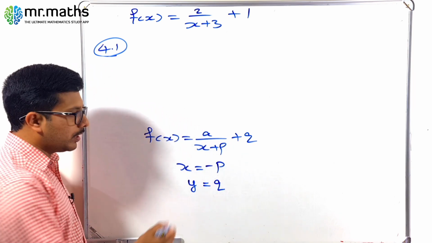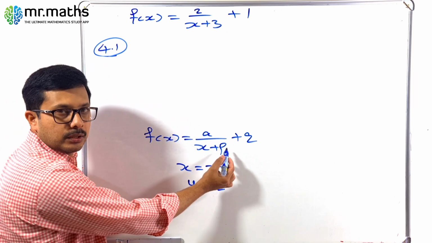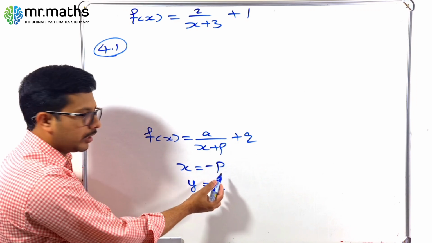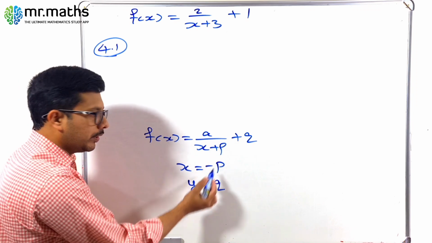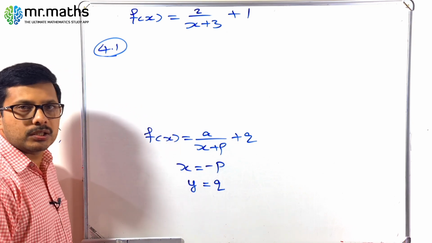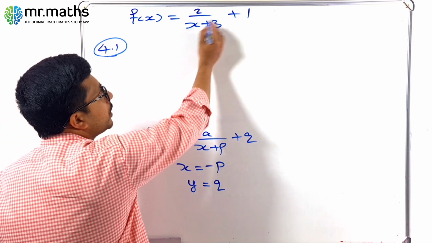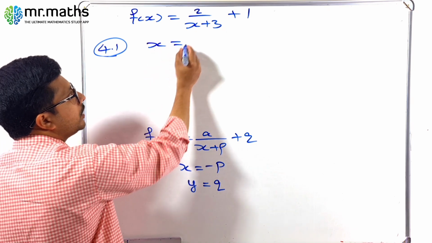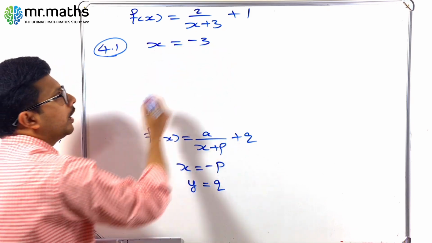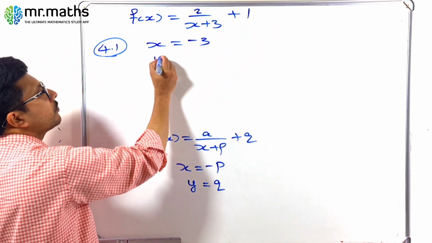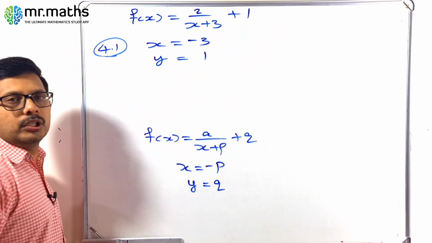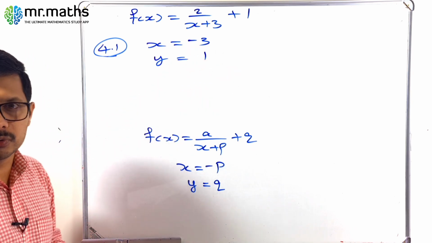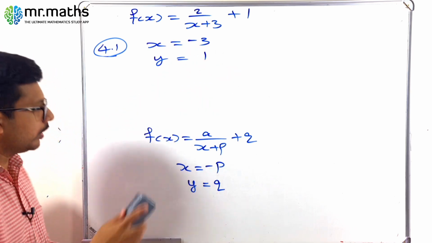The only difference is, if here it is a positive number, here you have to write x equal to negative. If here it is negative, then here you have to write a positive. Here the number is 3. So the equation of the asymptotes: x is equal to minus 3, and y is equal to 1, that number as it is. That's all. Now let's move to the next question.